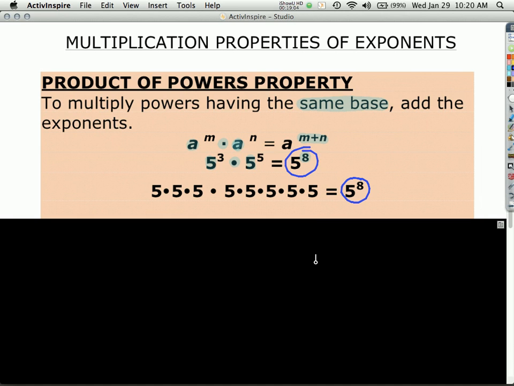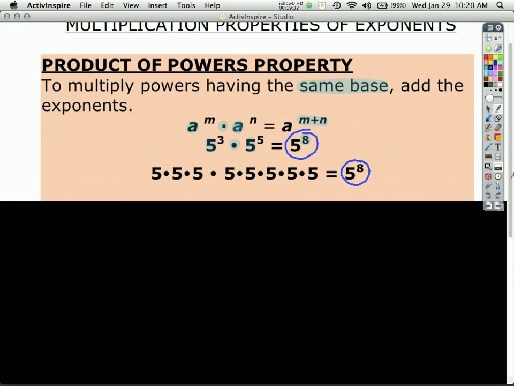So you have your choice from here moving forward. Anytime I ask you to do this, you may rewrite it like this and then find the answer, or you could use this property and find your answer. I leave it up to you to decide which way makes more sense to you. Are there any questions so far? That's the product of powers.